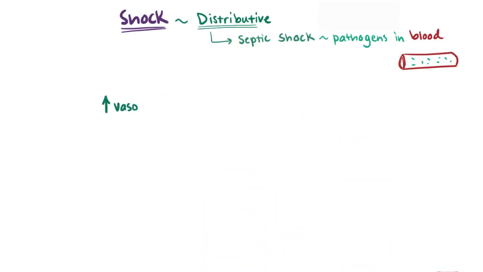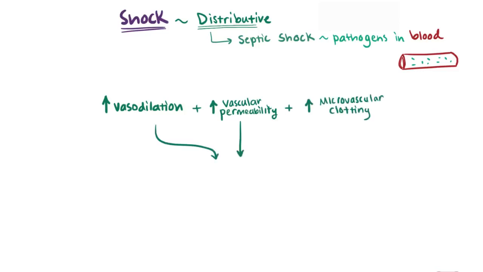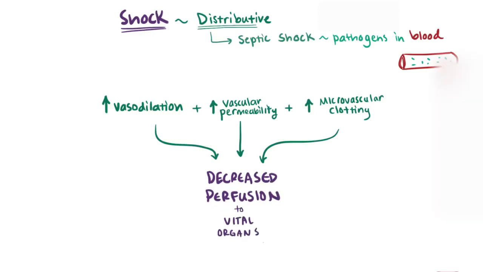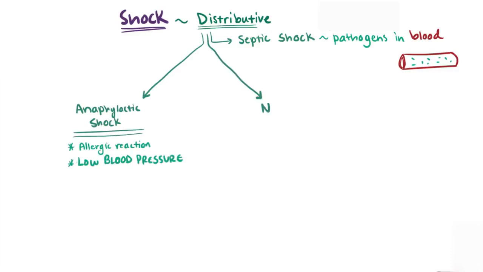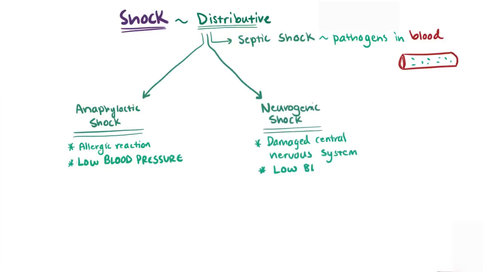The overall combined effects of widespread vasodilation, increased vascular permeability, and microvascular blood clotting all contribute to decreased perfusion of blood to vital organs. Now, two subtypes of distributive shock are anaphylactic shock, which is an allergic reaction that causes dangerously low blood pressure, and neurogenic shock, where the nervous system gets damaged and can't control the body's blood pressure.